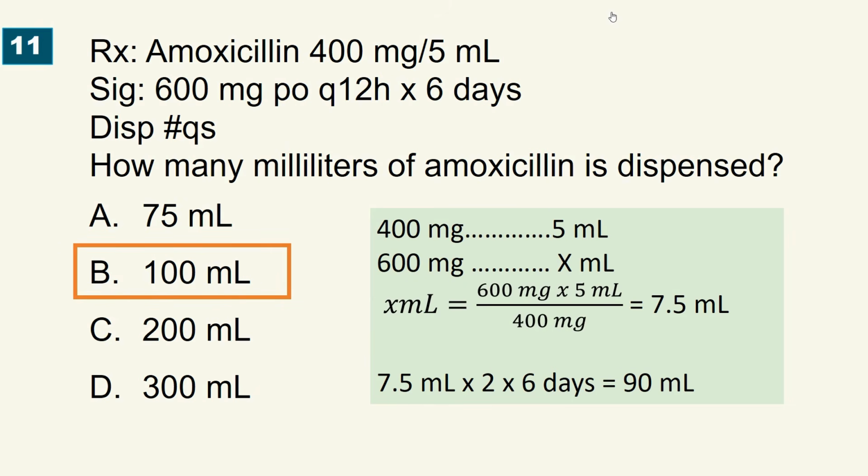So 400 milligram has 5 mils. So 600 milligram dose will be how many mils? If you do cross multiply, that gives you 7.5 mils. So each dose takes 7.5 mils. So it is given twice a day for 6 days. So if you multiply 6 into 2 is 12, 12 multiplied with 7.5 equals 90 mils. So the closest answer here is 100 mils. That is approximated.